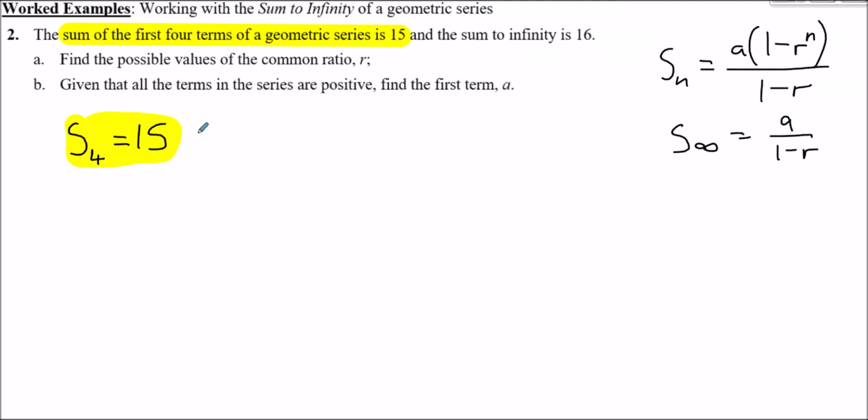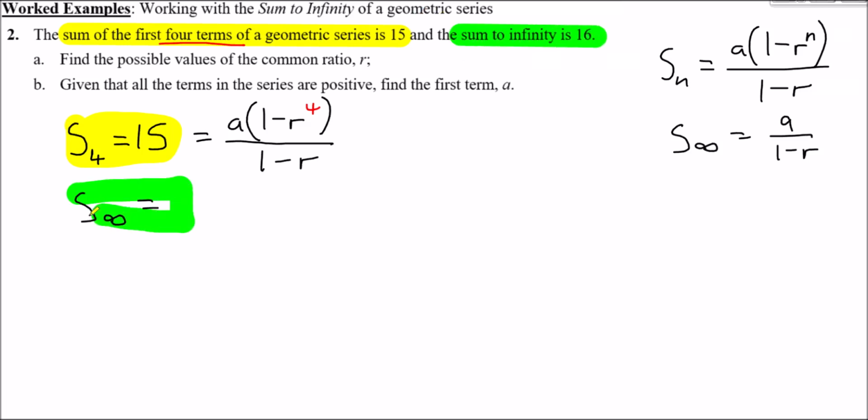But again, we can write this in terms of this expression. So it's going to be a, brackets, 1 minus r to the 4, because the first 4 terms, divided by 1 minus r. Whereas the sum to infinity, we're told that's 16. But again, in terms of a and r, we can write this down as a over 1 minus r. So 16 is a over 1 minus r.